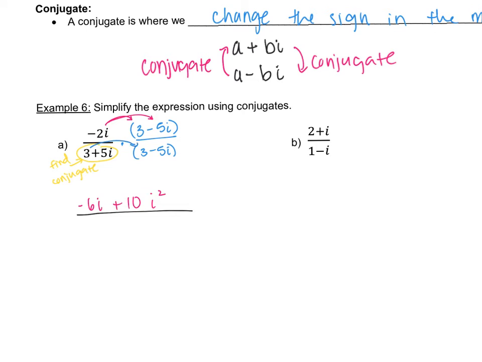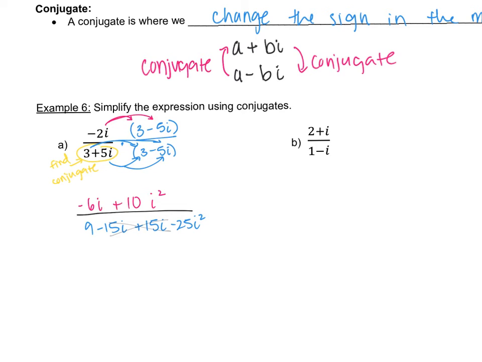So I have 3 times 3, which is 9. 3 times negative 5i is negative 15i. 5i times 3 gives me positive 15i. And then 5i times negative 5i is negative 25i squared, because there are 2 i's here. I want you to notice that because we multiply by the conjugate, the middle terms have opposite signs and the same coefficient, so they cancel, which is kind of nice.